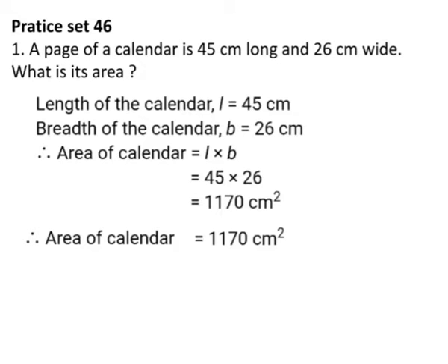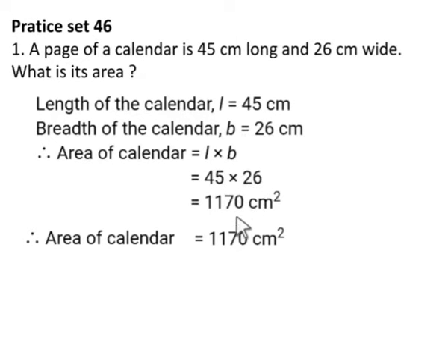So children, what is the shape of calendar? The calendar is rectangle in shape. Therefore, we will use the formula for area of rectangle. First, we will write the length of the rectangle 45 centimeter and breadth of the rectangle or calendar it is 26 centimeter. Now, area of calendar is length into breadth, that is area of rectangle 45 multiplied by 26.